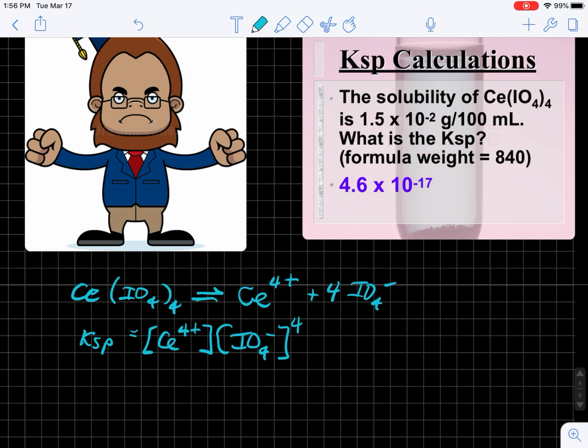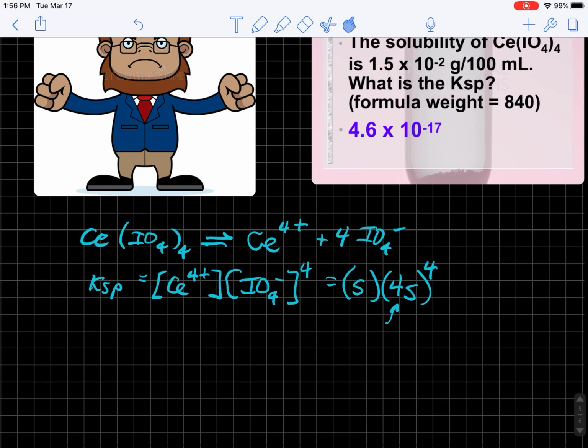Okay. So if we knew the solubility, then we could say the solubility of the cerium periodate is s times (4s) to the 4th. And this is the mistake most people make: they forget that we're talking about 4 moles of periodate for every 1 mole of cerium, and that is taken into account when they calculate Ksp in terms of establishing that equilibrium.